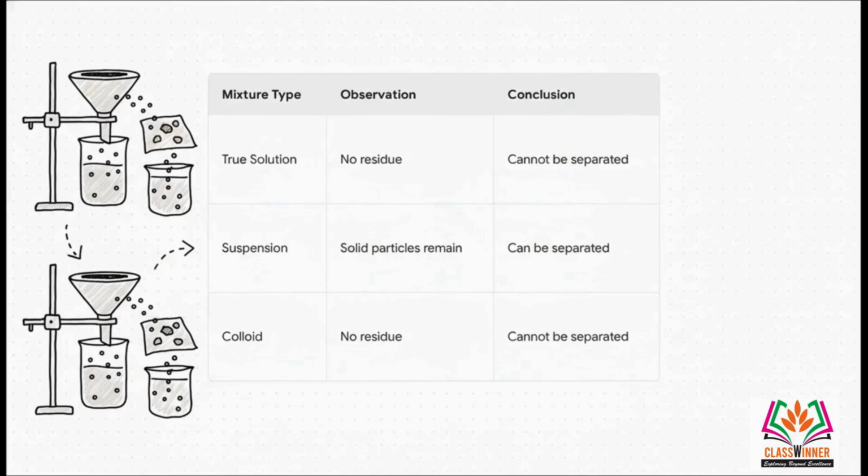And would you look at that? The tiny particles in the true solution, they just waltz right on through the filter. But the big, chunky particles in the suspension, they get stopped dead in their tracks, leaving behind a residue. And our sneaky colloid, it slips right through, just like the solution. It's trying to pull a fast one on us again.